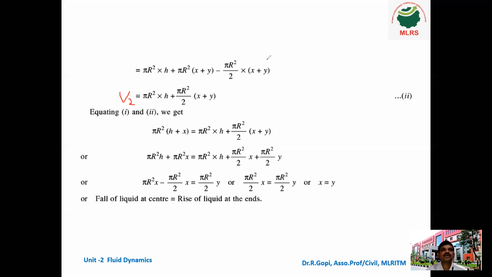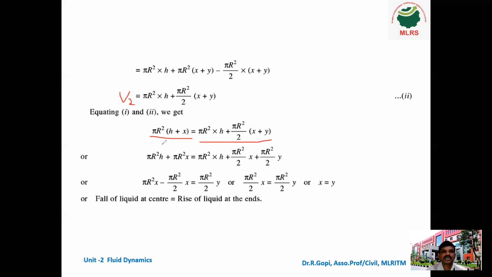Okay. So now equate both volumes. What you got? Pi r square into (h plus x). This is the first equation, the volume. Next, for the second equation, the volume is pi r square into h plus pi r square by 2 into (x plus y). This is the second equation, the volume. So now simplify this equation.